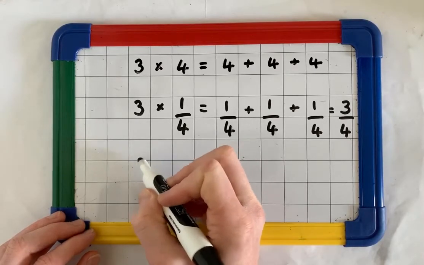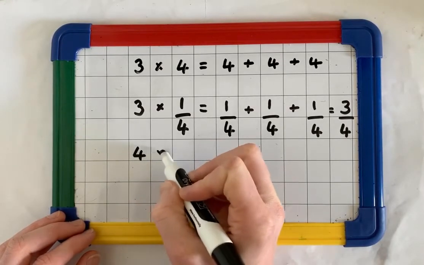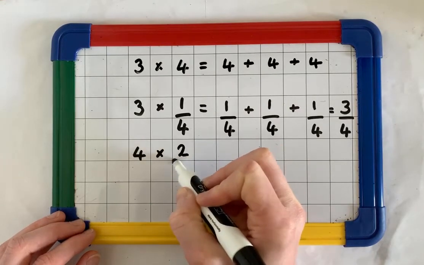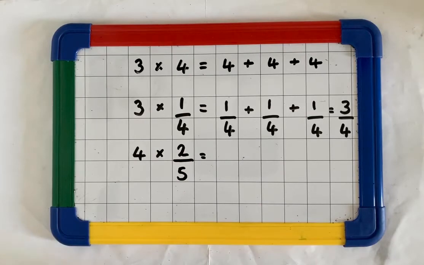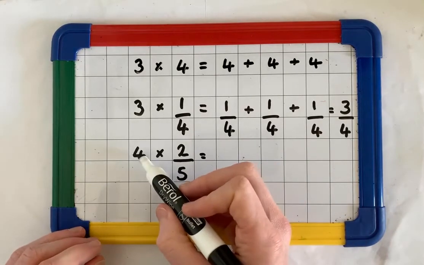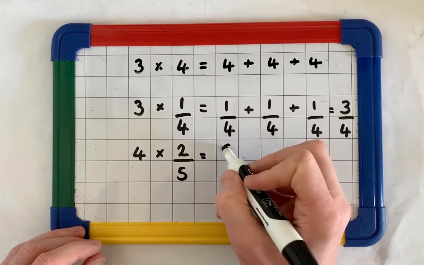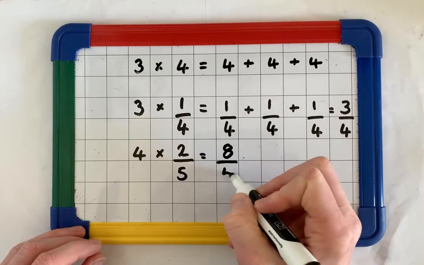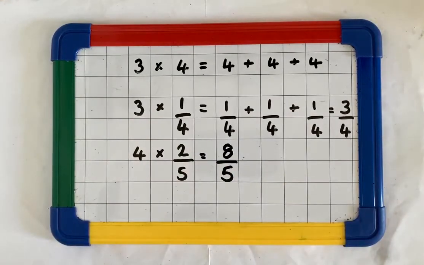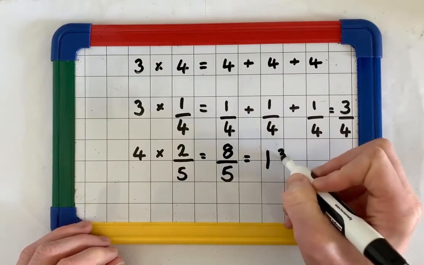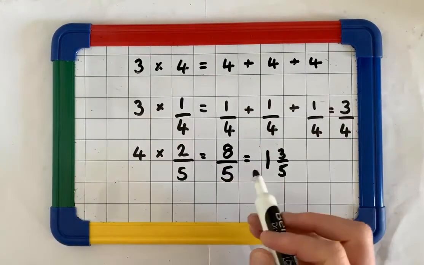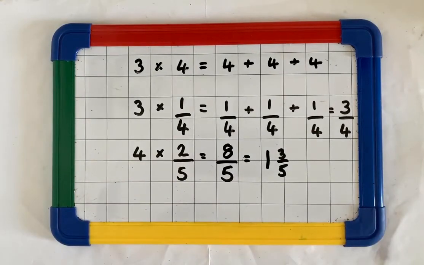If we have 4 multiplied by 2/5, that's 2/5 add 2/5 add 2/5 add 2/5. So that would be 4 times 2 makes 8, 8/5, which equals 1 whole and 3/5 if we're converting it into a mixed number.